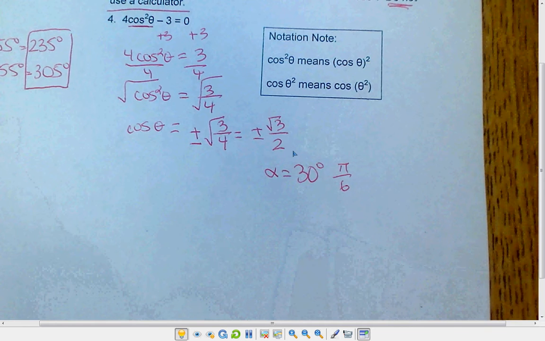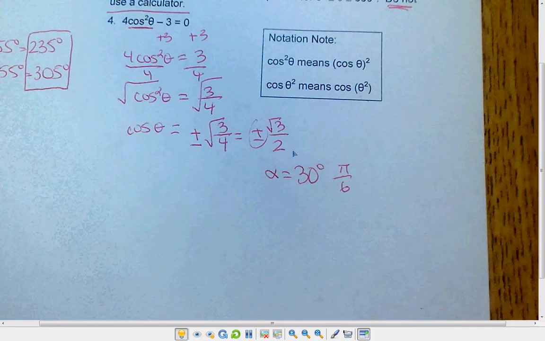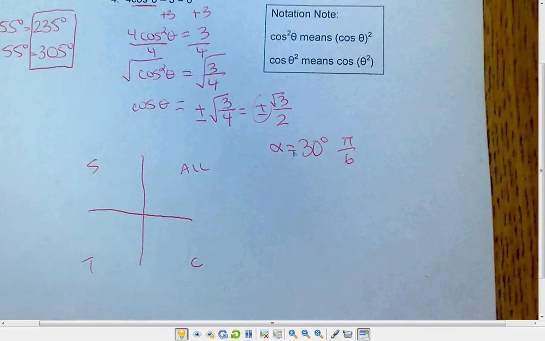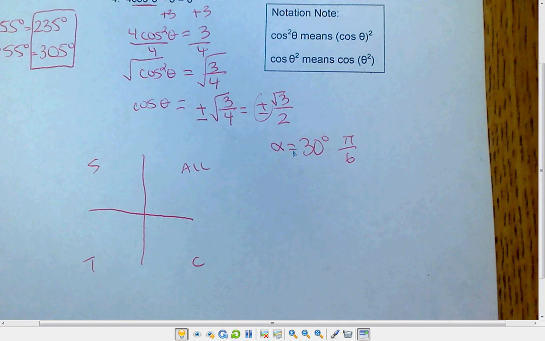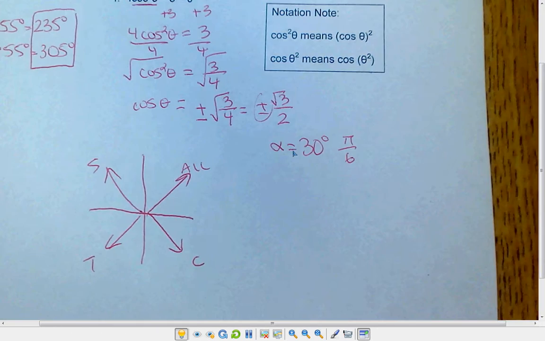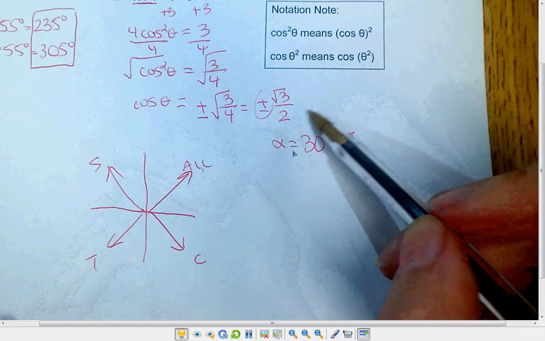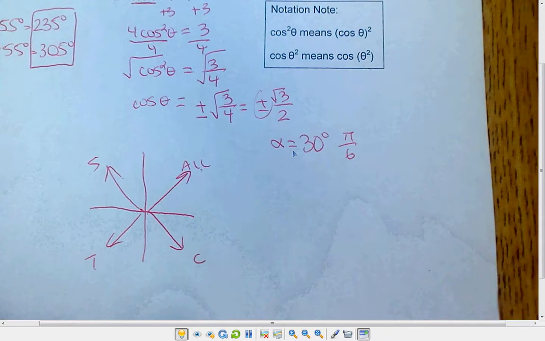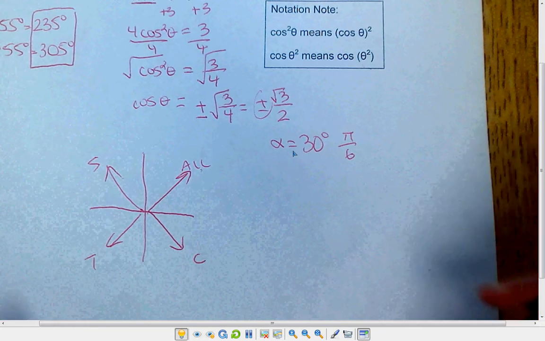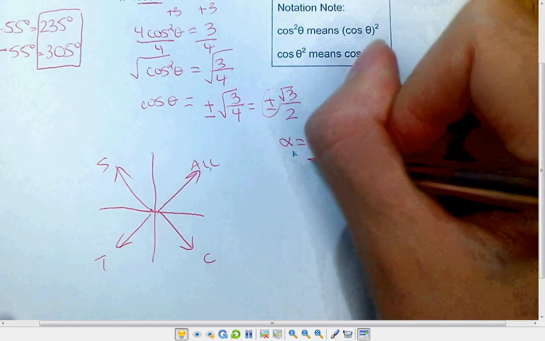So unlike the problems we've been doing before, your cosine could either be positive or negative. If it could be positive or negative, what this means is in our chart of All Students Take Classes, it could actually be in any of the quadrants. Because if it's positive, it would be in these two, and if it's negative, it would be in these two. So if it could be either one, it doesn't matter. It could be any of these. So it's all 4 quadrants that we're looking for. And so today we're only looking at degrees, since the question's saying between 0 and 360 degrees. So we're only going to be looking at 30 degrees.